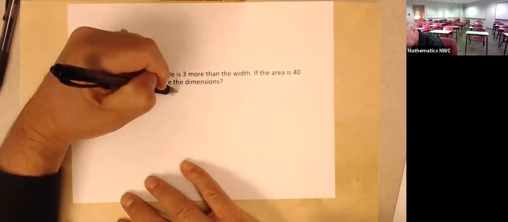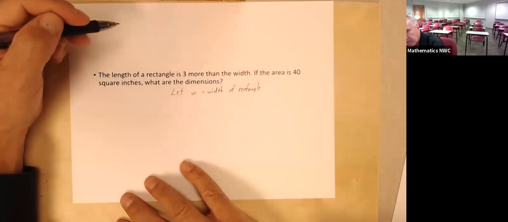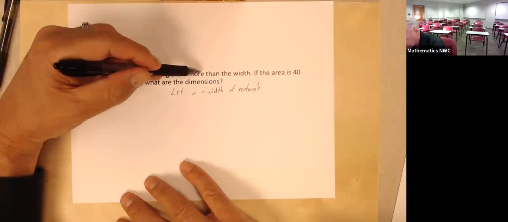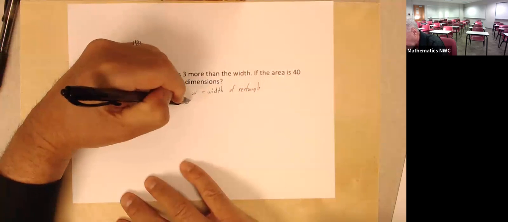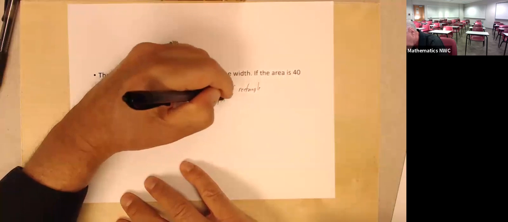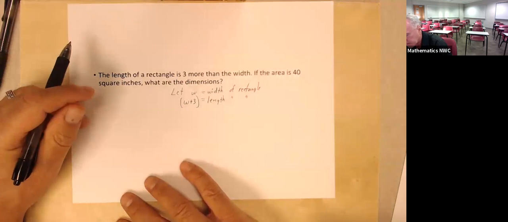So I'm going to let W equal the width of the rectangle. If the length is 3 more, that means I'm adding to it. So my length will be W plus 3. And I'll probably just put that in parentheses.